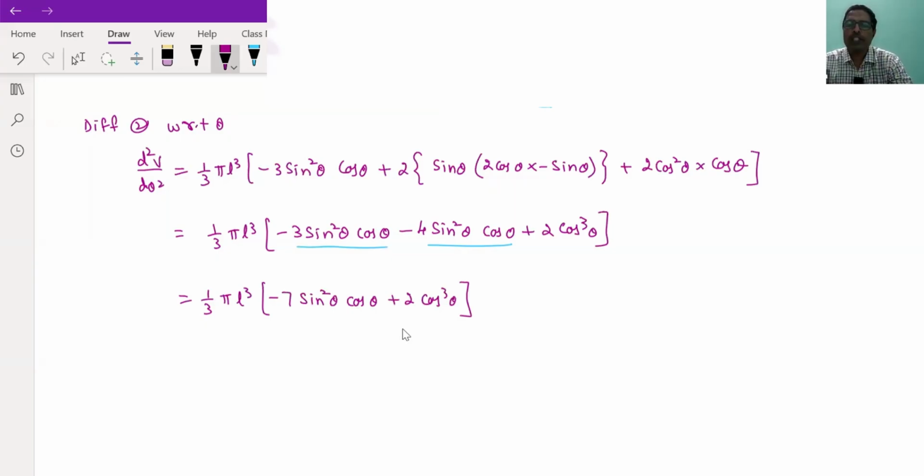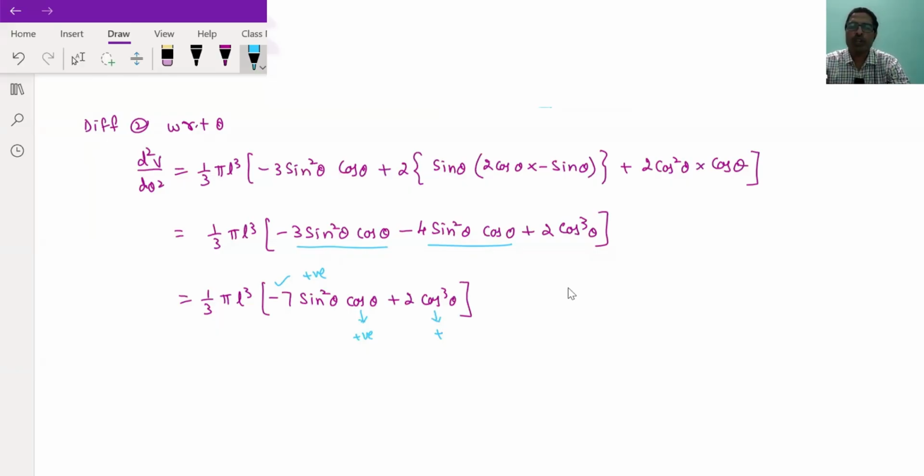Now we have to check if it is maximum. This should be a negative value for maximum, so we have to check what the ranges are for sine theta and cos theta. Sine square theta, because a square value is there, will be a positive value. And cos theta depends on the sign: if cos is positive, you'll be getting a negative value here, positive into negative will be a negative value.